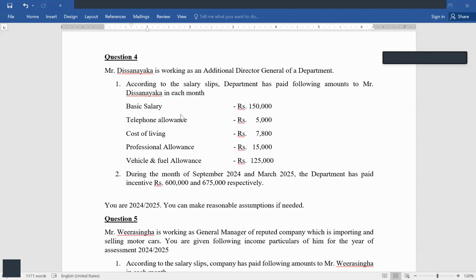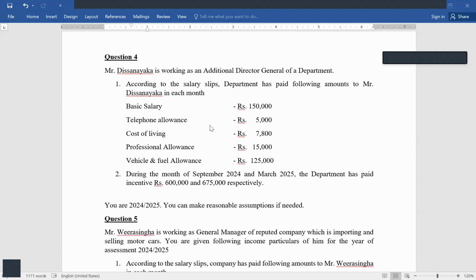Okay, then basic salary. Suppose this is the gross salary. So 150,000 multiplied by 12 should be taken. Here I have not mentioned anything about that, so the total amount should be considered. Basic salary is considered as the gross salary. Then 150,000 multiplied by 12. Then telephone allowance.